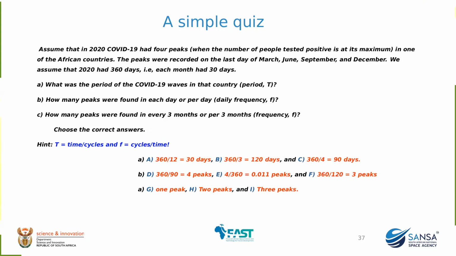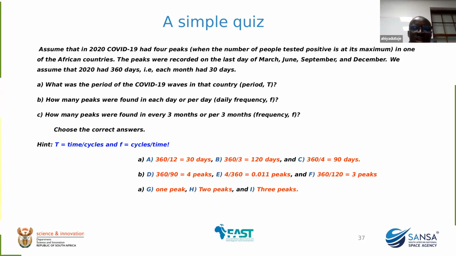Wait, but why is it only one peak, not 3? Yes. Maybe you have to understand the question. So we had 4 peaks throughout the year. Which means one peak in March, one peak in June, one peak in September, another peak in December. If it is a peak per month, we're going to have a peak in January, a peak in February, a peak in March, a peak in April, May, whatever, each month.